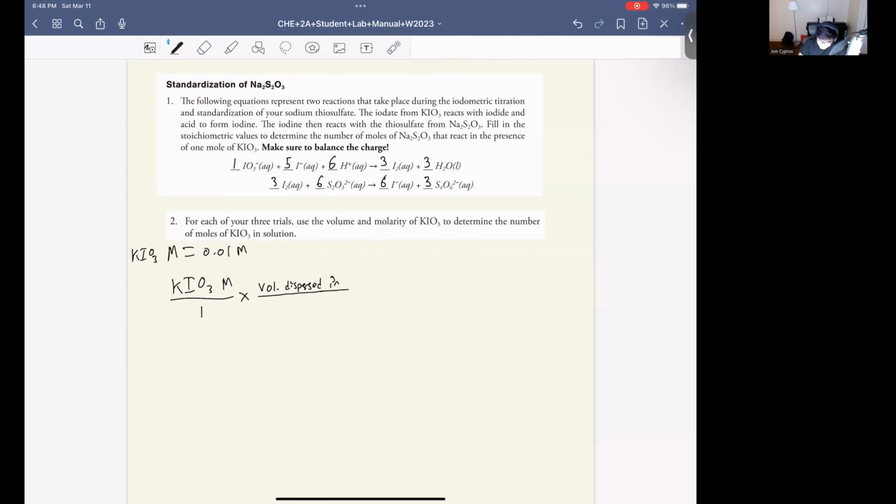Remember, it's going to be in liters for molarity. So make sure you multiply it by liters. Convert your milliliters, and let me actually change this unit to that, that way it ends up canceling out. This is going to be equal to the moles of KIO3.